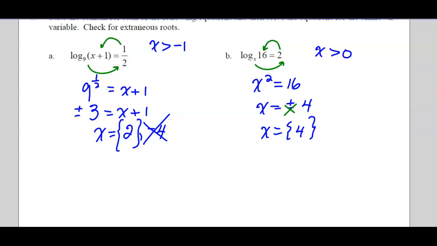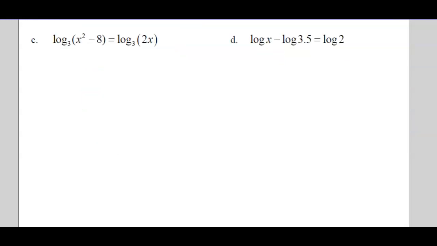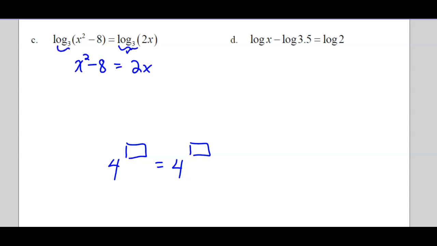Next one now has more than one term with x in it, maybe more than one log term. In this case, it's log base 3 equals log base 3. So that is kind of like a base of 4 equals a base of 4: the exponents have to be equal. Here, this argument has to be equal to this one. So we can go straight away to this, because both are log base 3. If there were different log bases, then you couldn't do that.